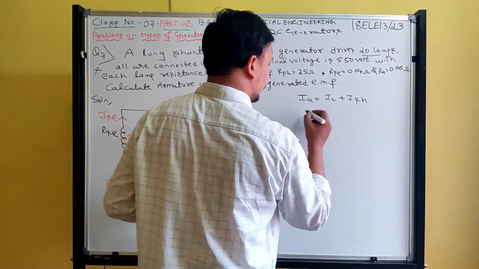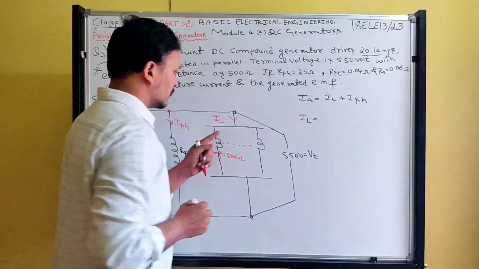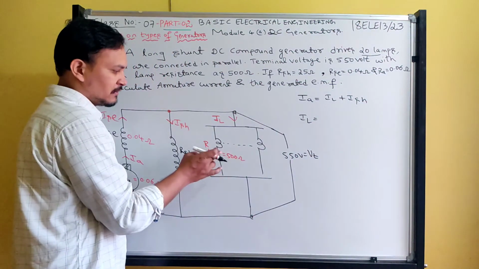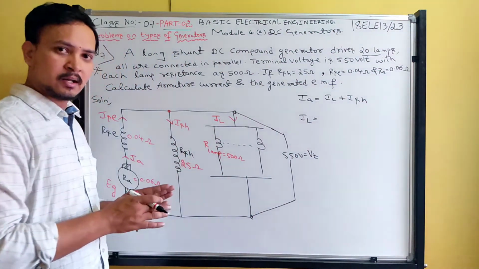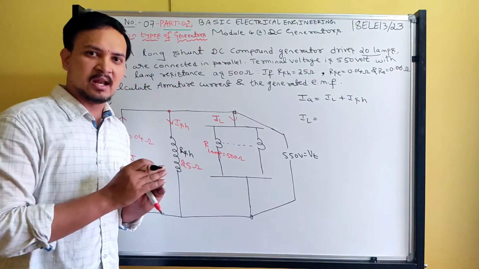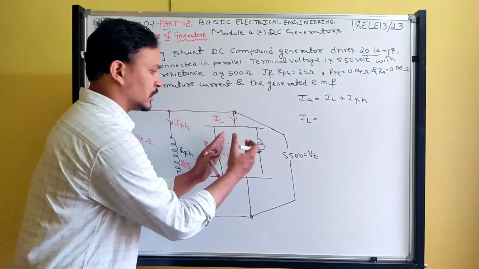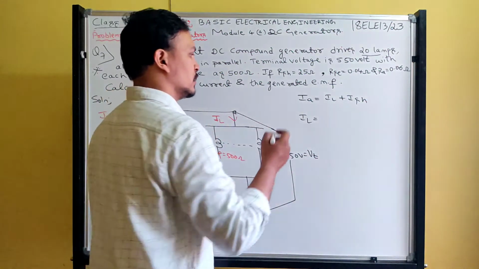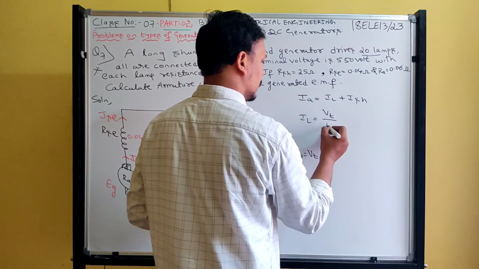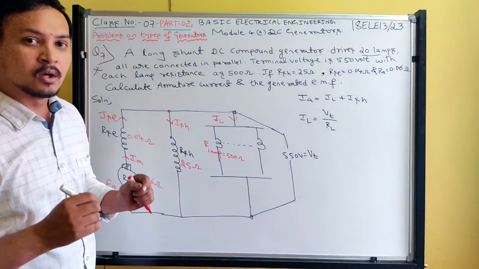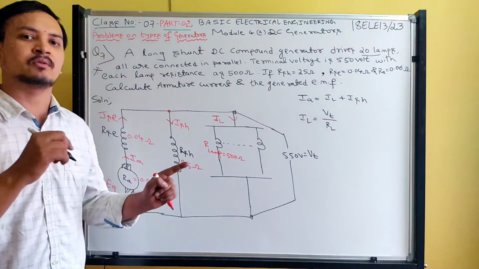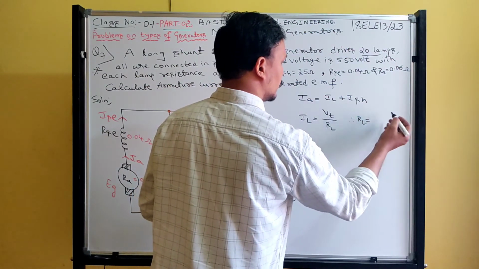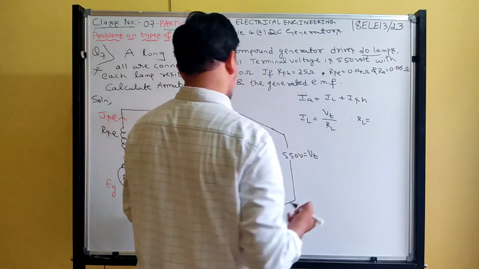So how to find IL? Now I need to find the load current. The load resistance is given: the resistance of one lamp is 500, and there are 20 lamps, all connected in parallel. The effective resistance gives one load resistance. Voltage divided by load resistance gives the load current. So load current is Vt by load resistance. The load resistance is not given, so we have to find it. Therefore, the load resistance is equal to, what is the resistance formula?